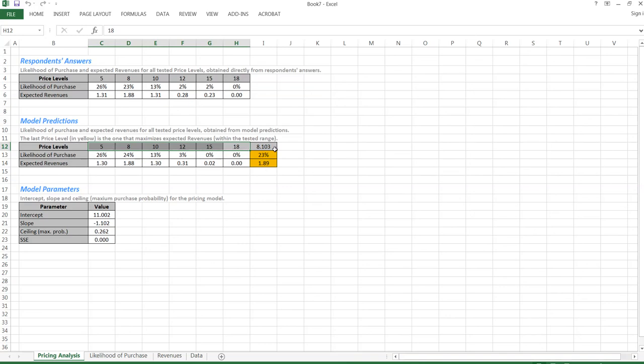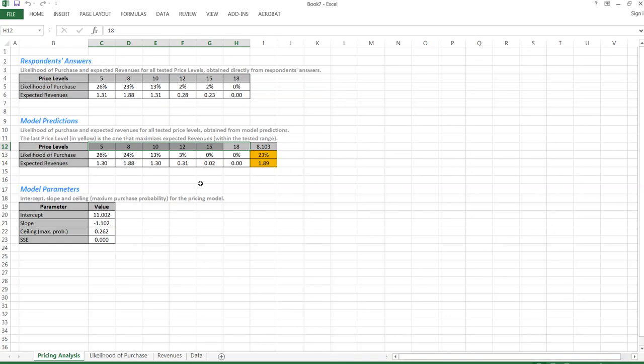In particular, we see here the model predicts $8.103 or $8.10 as the optimal price. It is always highlighted and in the last column of the model predictions. You want to bear in mind that this is optimal with respect to revenues. We have not considered marginal costs in this case. If we have positive marginal costs, the optimal revenue model will not give the optimal profit price.